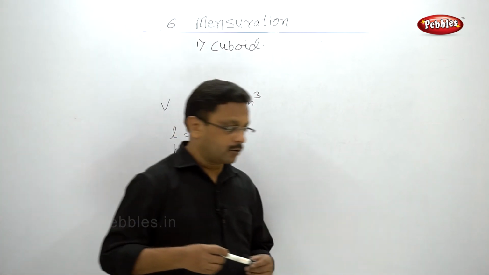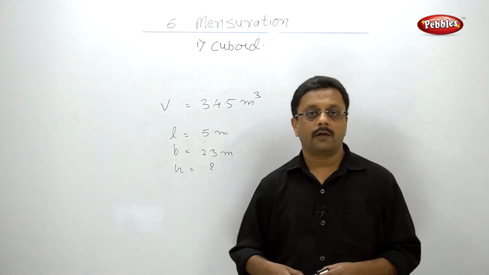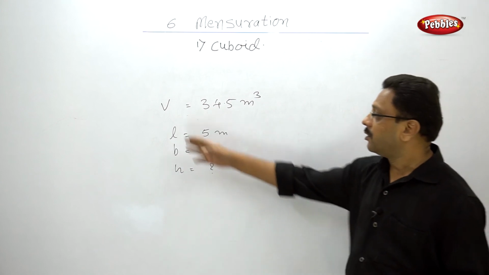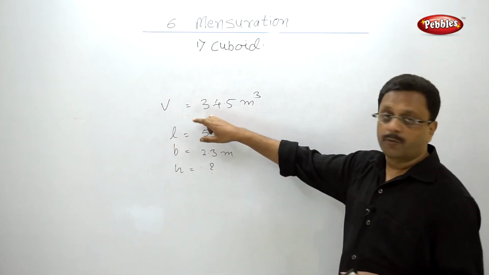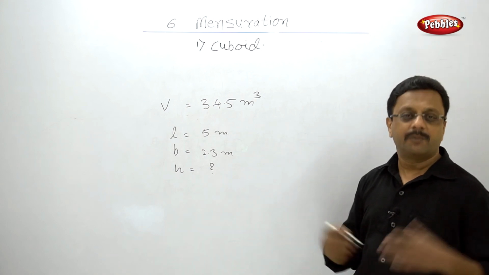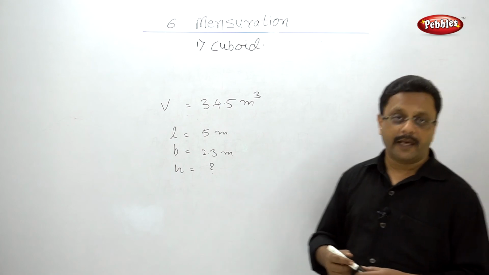Very simple. I am not going to solve, and I also am not going to ask you to solve this, because this is simple mathematics, simple calculations. Volume 34.5 is equal to 5 into 2.3 into x. x means variable I am considering. Solve this, you will get the value of x.